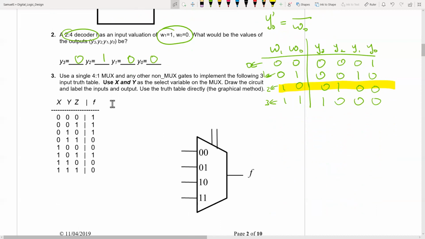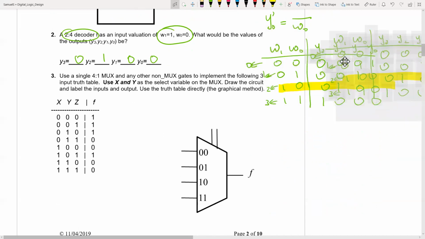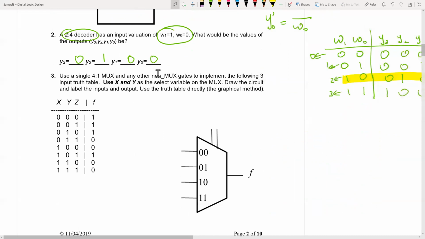Good. Question 3 says use a single 4-to-1 mux and any other non-mux gates to implement the following 3 input truth table. Let's actually move this off to the side so it's not bothering us. Use x and y as the select variables on the mux. So it says put x and y here. Let's do that right away. And then it says draw the circuit and label the inputs and output. Use the truth table directly, the graphical method.